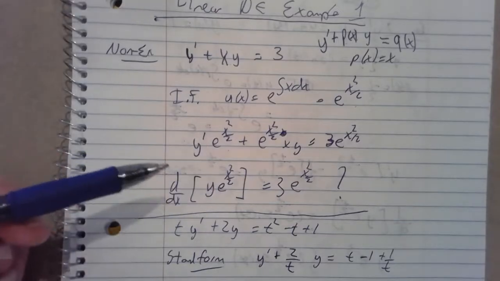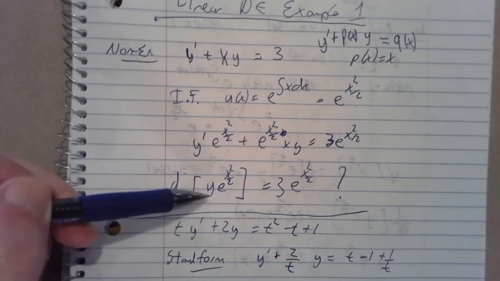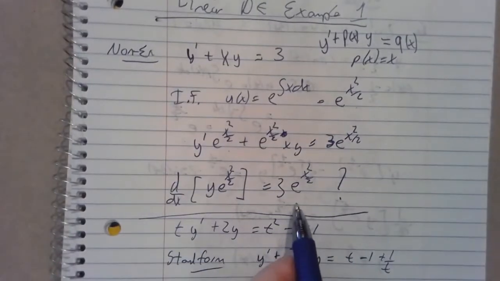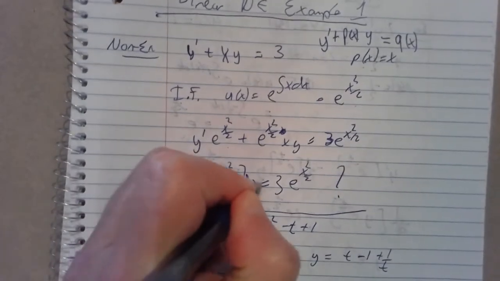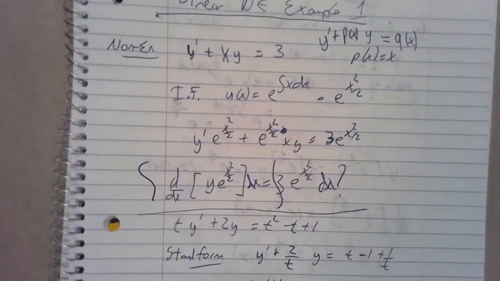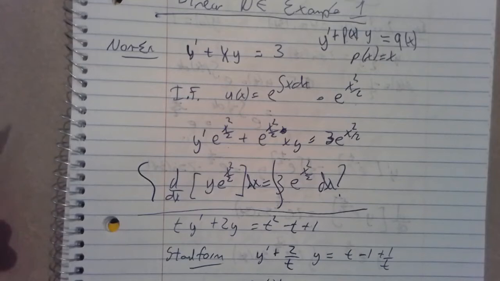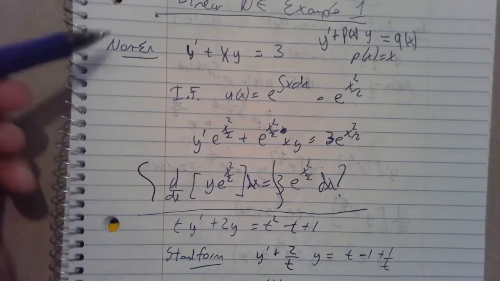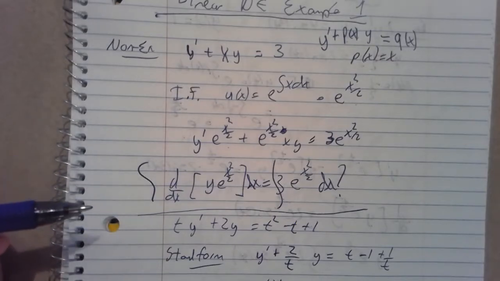This will happen every single time. The left side is the derivative with respect to x of y times that integrating factor, and that will equal the right-hand side. Then your next step would be to integrate both sides with respect to x. Problem is, this guy over here does not have an elementary antiderivative. You can't do the antiderivative of e to the x squared in terms of elementary functions. So we set this problem up, but we can't solve it using elementary functions.